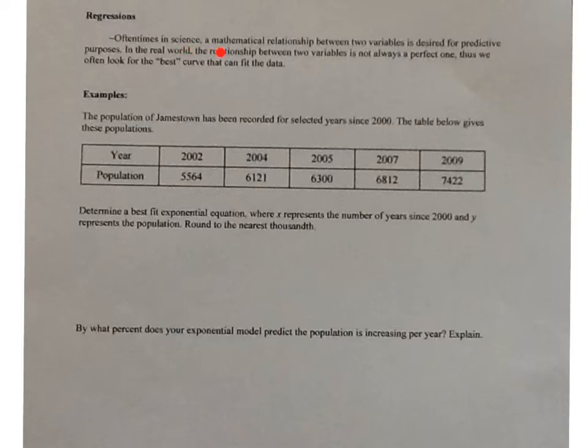Oftentimes in science, a mathematical relationship between two variables is desired for predictive purposes. In the real world, the relationship between two variables is not always a perfect one. Thus, we often look for the best curve that can fit the data. When you were in algebra, you did these scatter plots, and for the most part, the best fit curve was a line. That's why you only talked about lines.